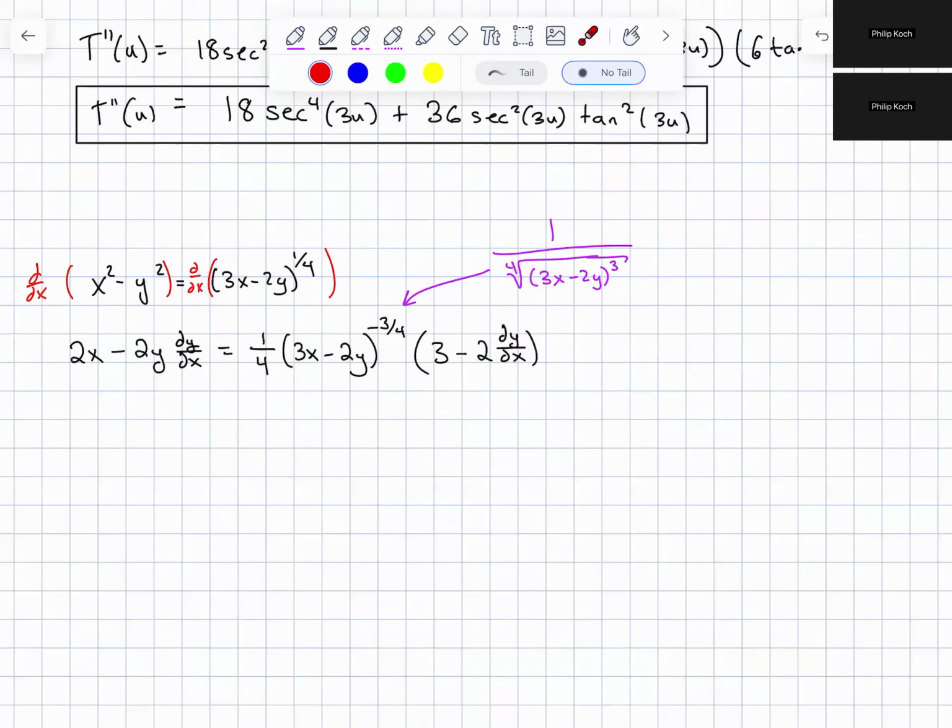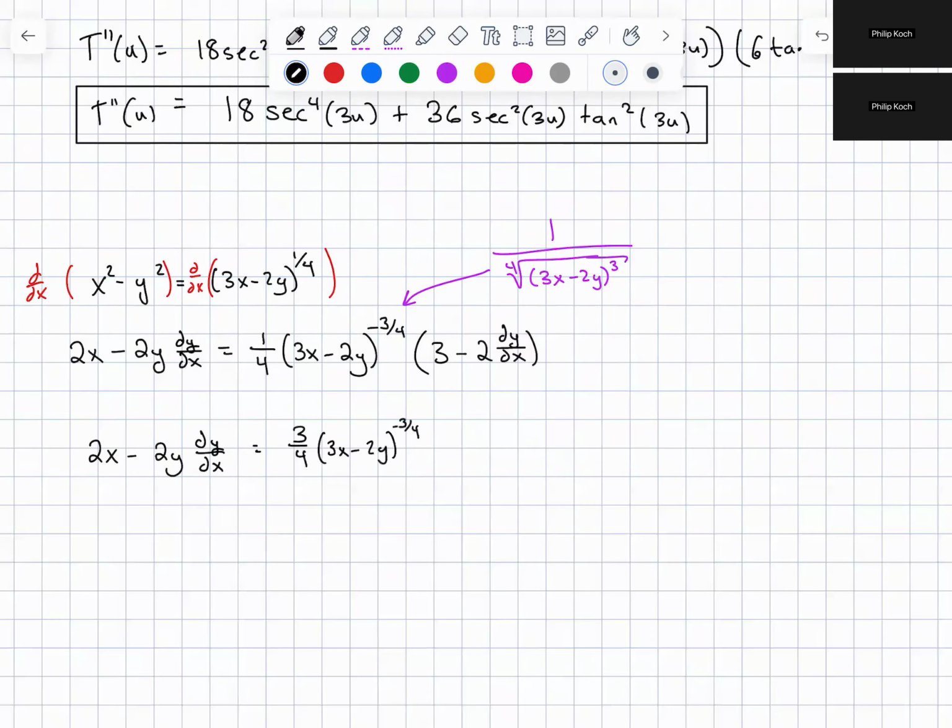So that would mean it'd be 2x minus 2y dy dx is equal to 3/4 times 3x minus 2y to the negative 3/4 minus 1/2 times 3x minus 2y to the negative 3/4 dy dx. I just distributed that 1/4 3x minus 2y to the negative 3/4 into the two-term expression. It's not a binomial, it's not a polynomial.